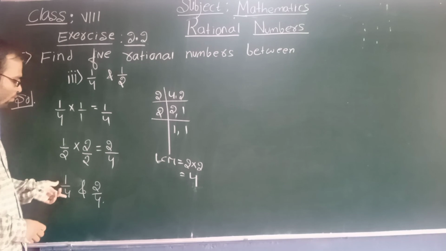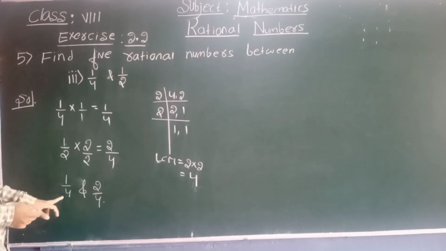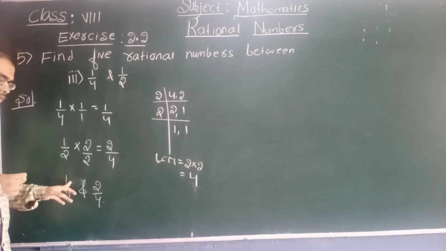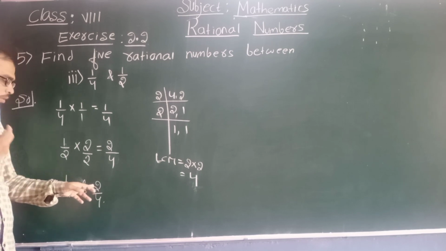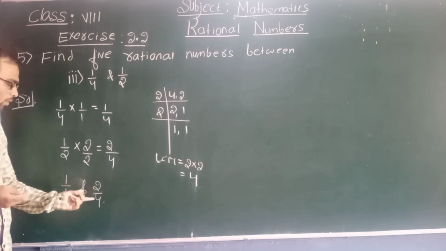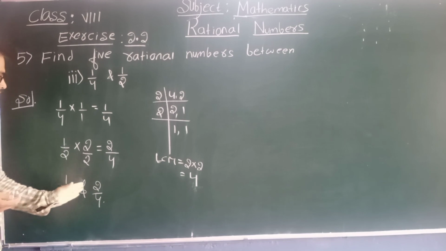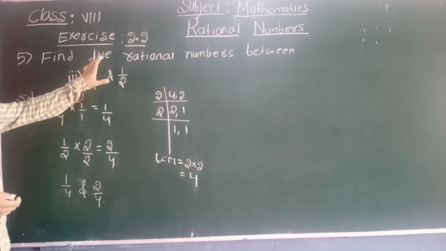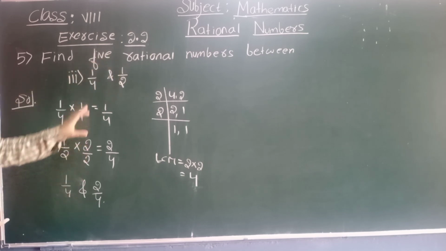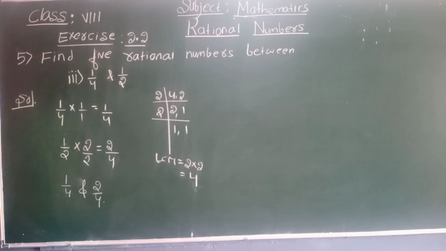Students, look at here. 1/4 and 2/4 is there. The denominators are same. And what is the number that will come after 1? 2, no? So here 2 only is there. So these two numbers are serial. Then how can we write 5 rational numbers, as we will get only 2 after 1? So how can we get 5 other rational numbers?